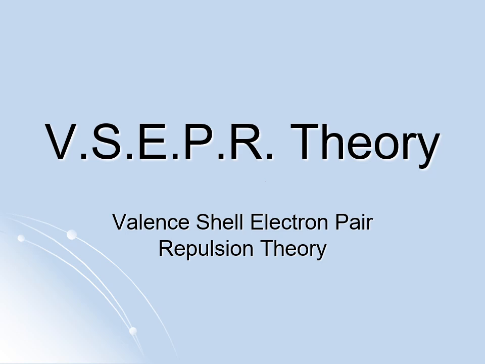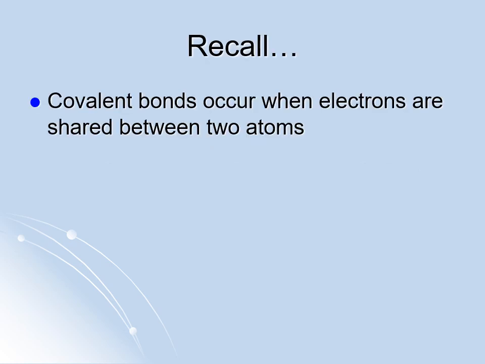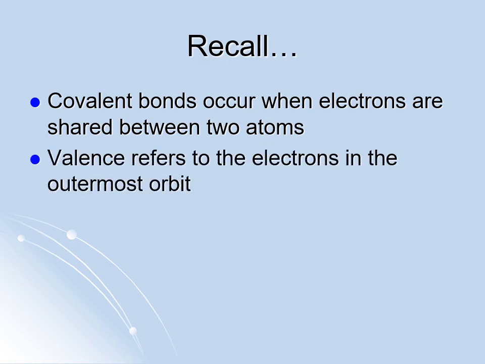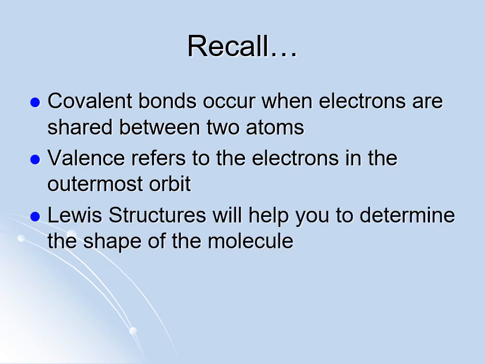VSEPR theory. So this is a theory, which in science means explanation, about how the valence shell electrons around an atom, the pairs of those, repel each other and give a molecule a particular shape. So recall that covalent bonds occur when electrons are shared between two atoms. So we're talking about the bonds within a molecule. Valence refers to the electrons within the outermost orbit. We're going to ignore all the electrons around the atoms except for those valence electrons. And we have to be able to draw Lewis structures so we know what the bonding is going to look like within the molecule, and then we can apply our VSEPR shape to it.